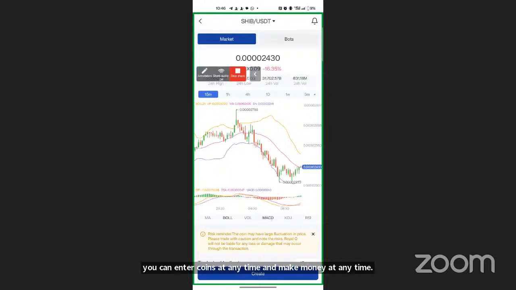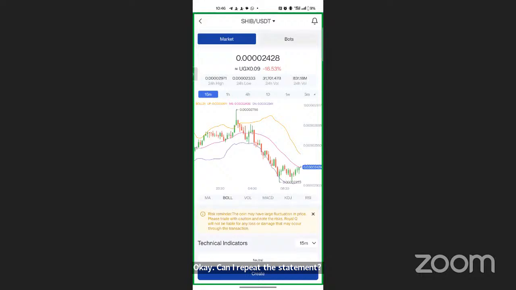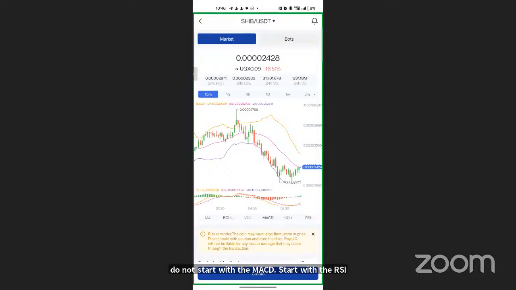Let me talk about MACD. Now, do not start with MACD. Start with RSI. Then tap on MACD to give you confidence. Okay? Can I repeat the statement? Do not start with the MACD. Start with the RSI. Then tap on MACD to give you confidence.